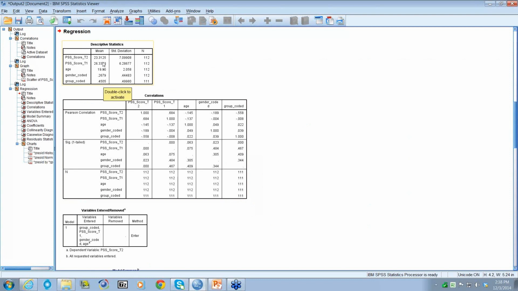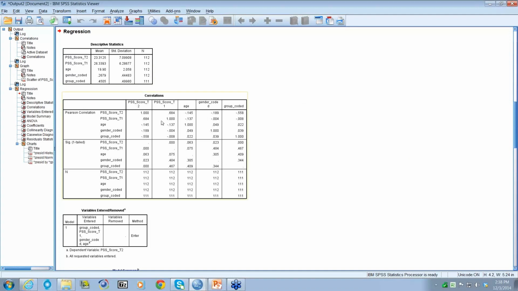Up here is your pre-test score, and as you can see, your pre-test score had a higher mean than your post-test score. So perhaps that intervention might have worked. But this is for everybody, right? So when we do the regression, we put group in there, so we'll be able to see if the experimental group was different, because we coded them as experimental or control.